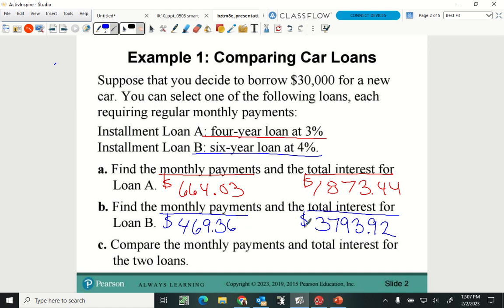Now, which one is the better loan? A. Look at the amount of money that you're paying. If you do A, you're only going to pay an extra $1,873. But if you choose option B, yes, it is a lower monthly payment.